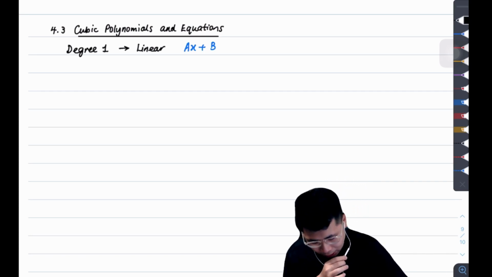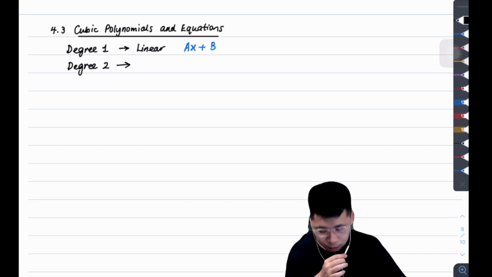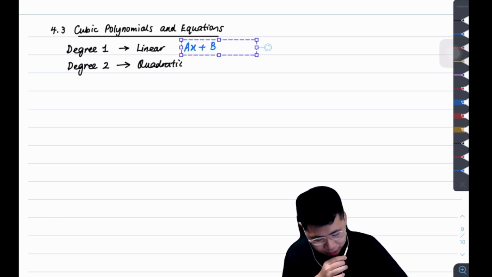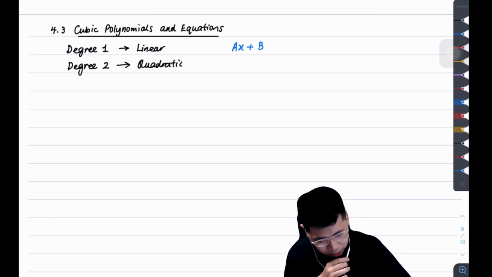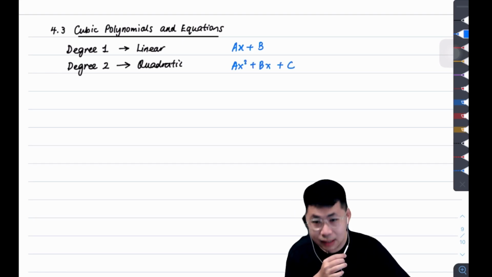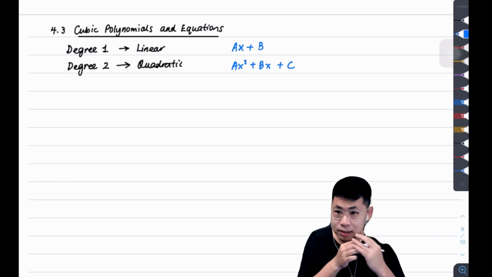Now then, sometime in secondary 2, we moved on to expressions with degree 2, and usually we call them quadratic. So what does a quadratic object look like? A quadratic object would look something like ax squared plus bx plus c, where a, b, c are constants.